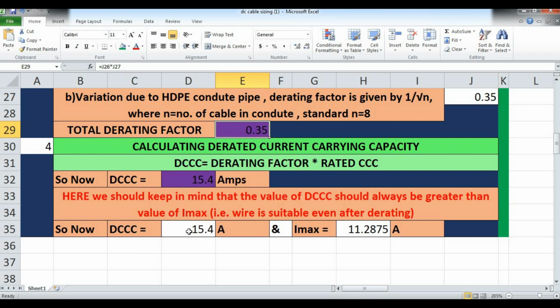So our derating current capacity is much higher than our Imax. So this condition is satisfied. You have to keep one thing in mind, that the value of DCC, our derating current capacity, should always be greater than the value of Imax. Why?